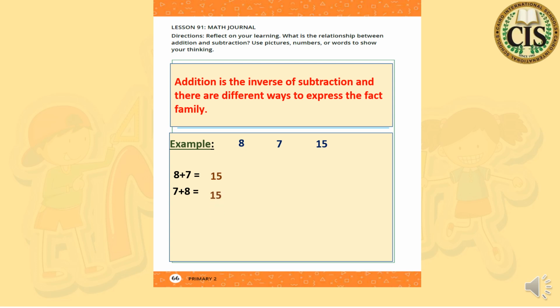In subtraction equations, pay attention. In subtraction, the big number must be first. So the big number here in 8, 7, and 15 is 15, of course. So we will write 15 minus 7. 15 minus 7 will give me 8, the third number. And the last subtraction equation will be 15 minus 8 equals 7, the third number. Now we can say that addition is the inverse of subtraction.